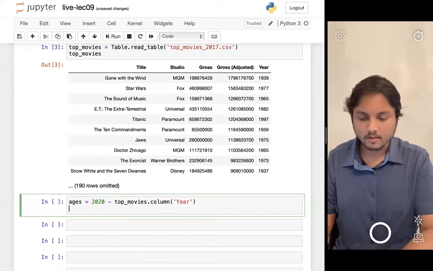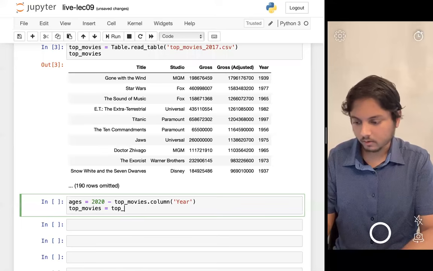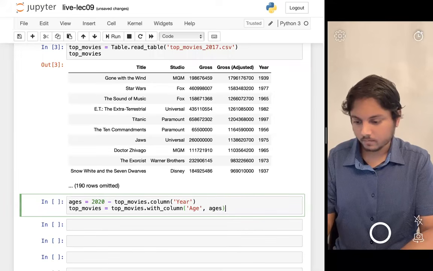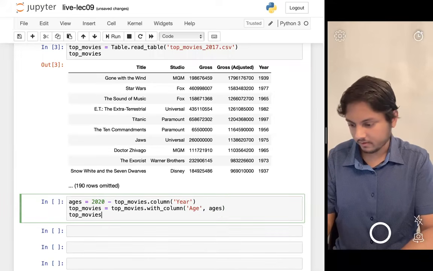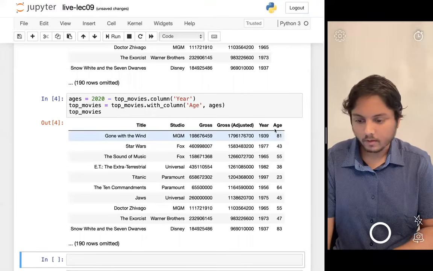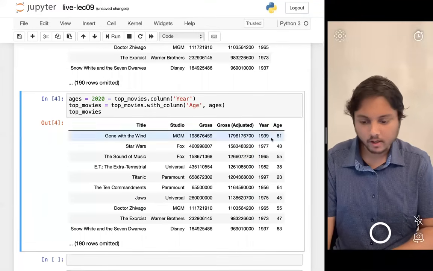And then we said, let's add this into the table as a new column. So we'll do top_movies equals top_movies.with_column, and we're just going to call this 'age', and pass in ages. And so now, if I just show you what top_movies looks like, we have this new column here called age. So now we have the age of the movie.